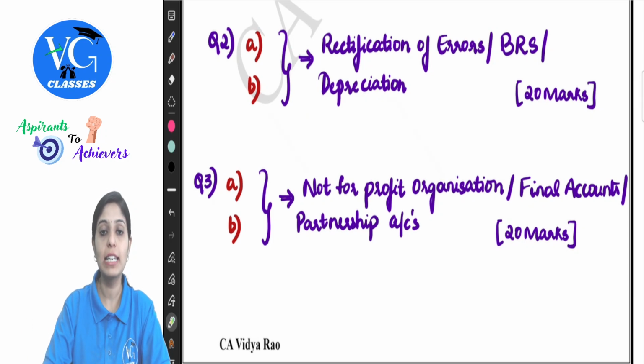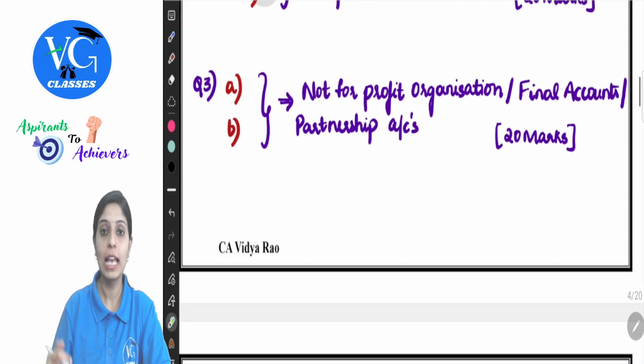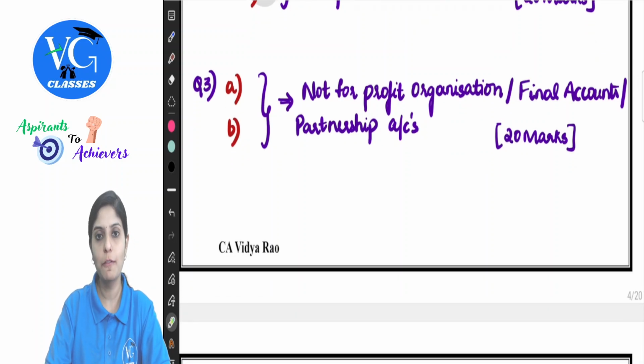Question number 2 will have 2 subparts. Generally, we can find these questions coming for 10 marks each, or one question can be for 12 marks and the other one for 8 marks. Expected chapters which we can see in question number 2 would be rectification of errors or a BRS question or a depreciation chapter. Question number 3 will again have 2 subparts, either for 10 marks each or one for 12 and another one for 8.